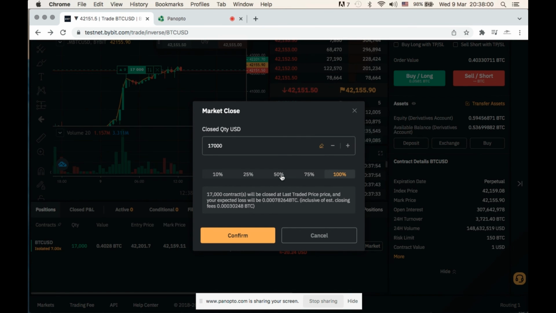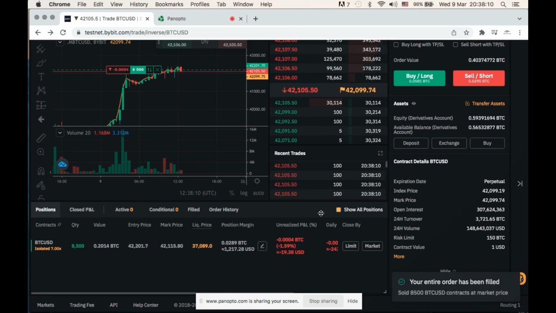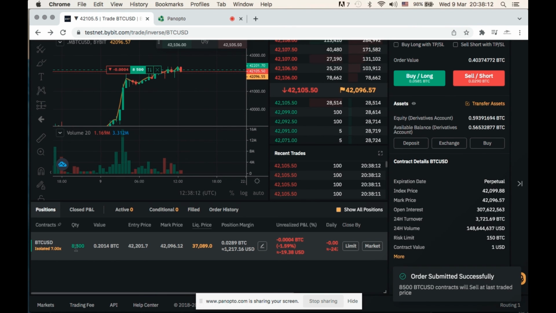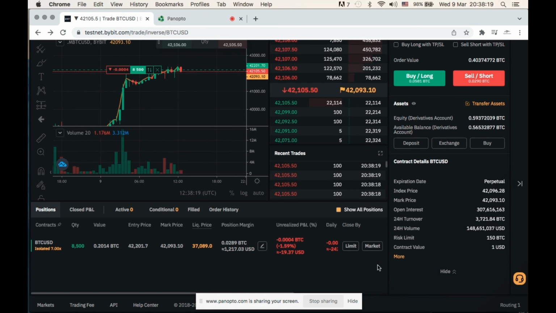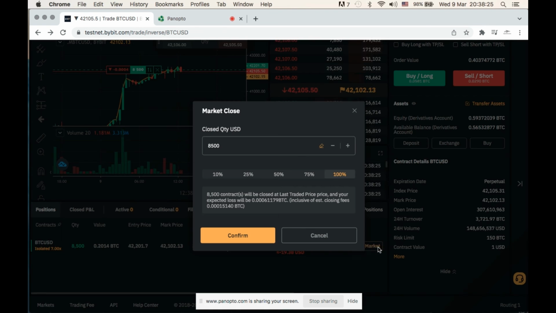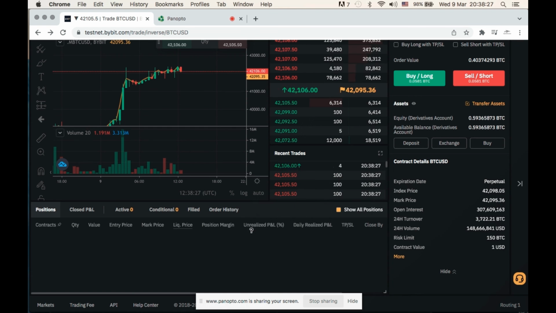I have a choice to close 25% of my current trade, 50%, 75%, or 100%. I'll go with 50% for now. Confirm. I've closed off half of the contracts of my current position. So I'm balanced with 8,500 contracts. And if I want to pretty much end the trade or close the trade, go ahead, market, confirm, bam, done.